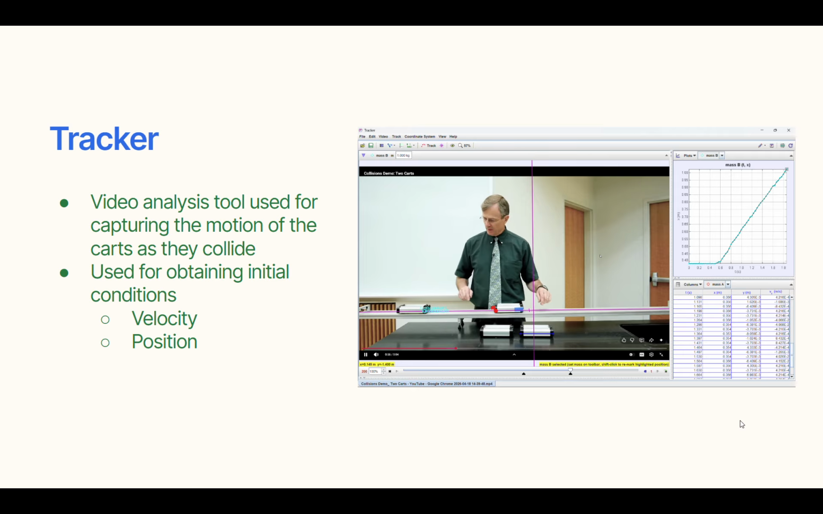So this is what it looks like on Tracker. Tracker gives me the data of the time interval, the position, and the velocity of the two cards. And this is what I use for the initial conditions that I then used in my computational model.